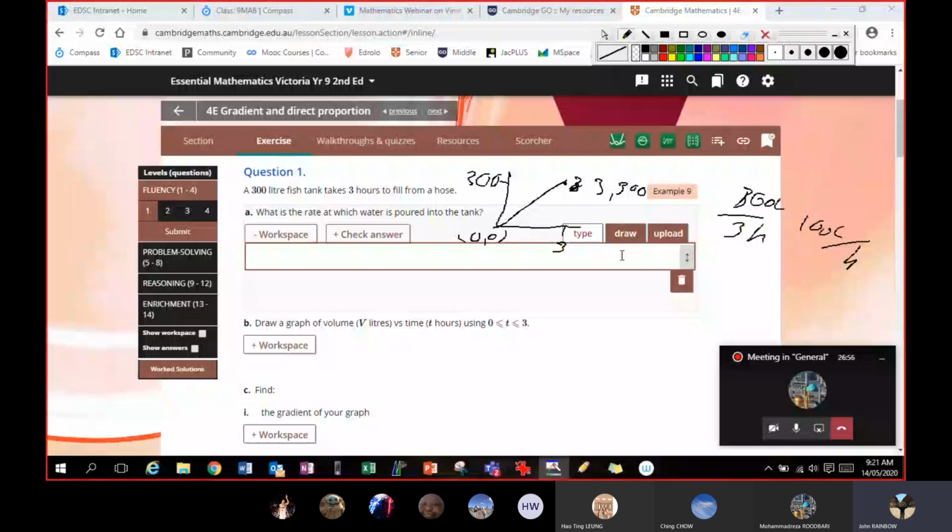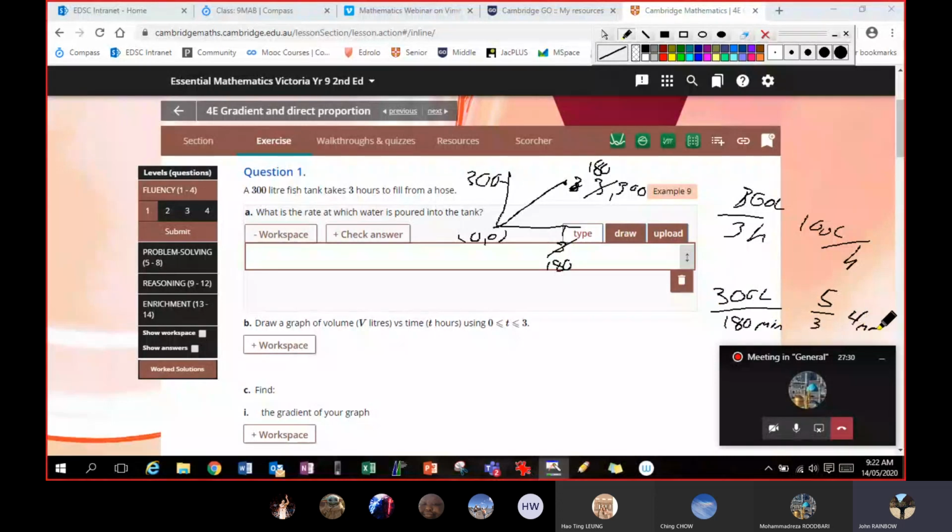Now, if I want to figure out how fast it was filling up in litres per minute, I would have to go, well, it's 300 litres. And how long did it take to fill up? It didn't take 3 hours, because we've got to change this to minutes. It took 180 minutes, which is the same thing as 3 hours. So that would be 300 rise over run, 180. Notice I write min, because m is typically represented as metres, and that would simplify down to 5/3 litres per minute.